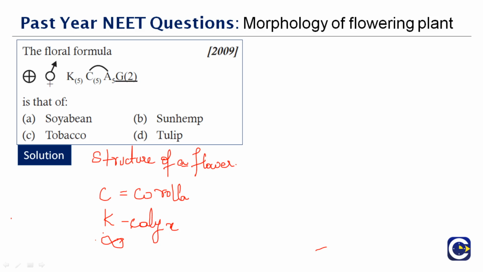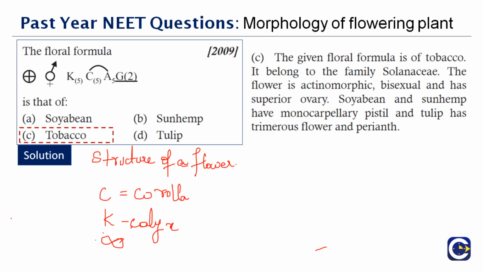So this floral formula that is given in the question represents tobacco. The given floral formula is for tobacco. It belongs to the family Solanaceae. The flower is actinomorphic, bisexual, and has a superior ovary. While soya bean and sun hemp that you have in option B have a monocarpellary pistil, and the tulip has a trimerous flower and perianth. Therefore, the right answer to this question is option C, tobacco.